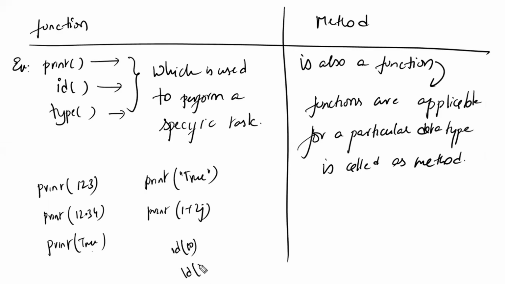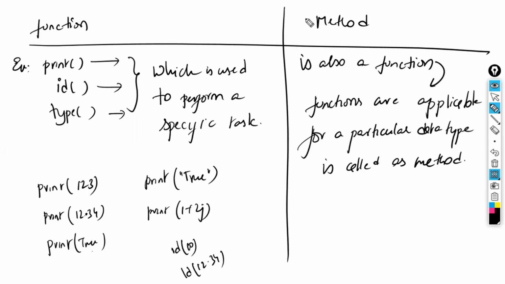If you ask for the ID of 12.34, it will give the ID of 12.34. For everything, it will work. It is not specified; it is not working only for a particular object. It is not limited to a particular one. Since it is not a particular one, it is called a function. If it is applicable only for one particular data type and can't be applied to other data types, then it is called a method.